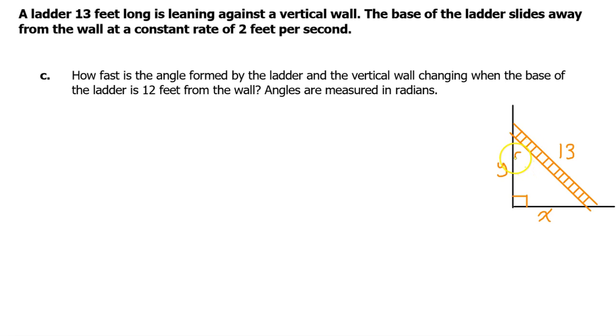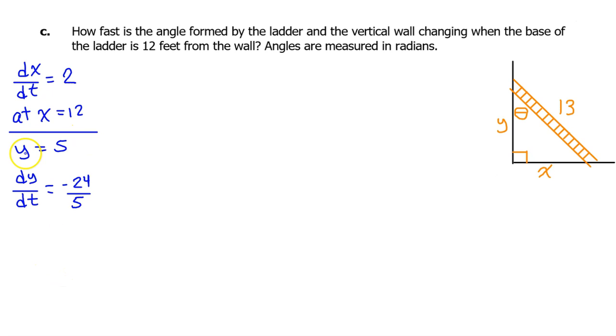So we need a new variable, and let's use theta, the traditional variable for angles. And let's build out the inventory. This is similar to what we had in parts A and B, but in addition, what we are looking for is the rate of change of this angle. So we are looking for d theta dt.